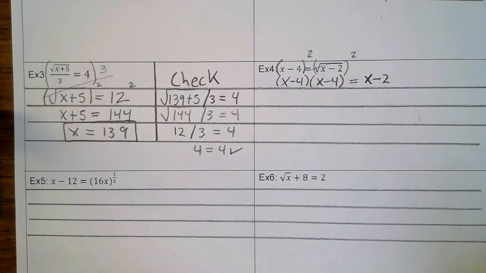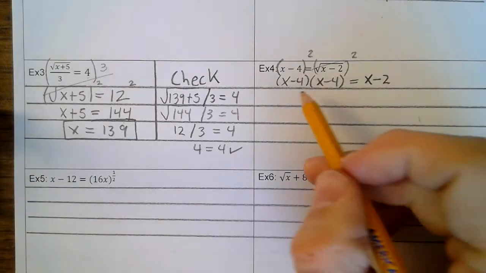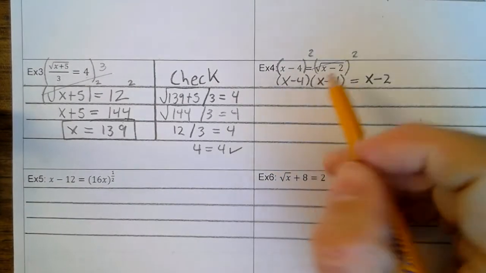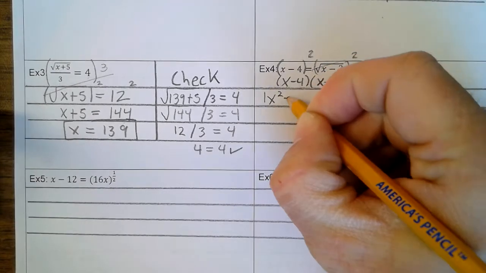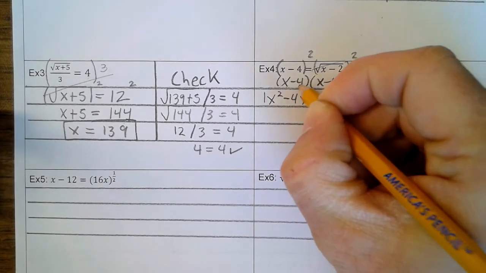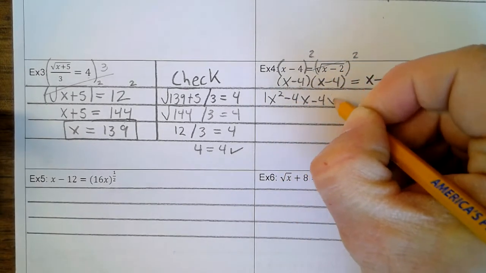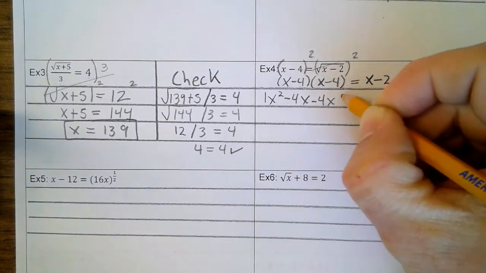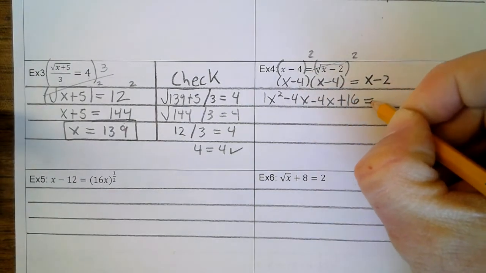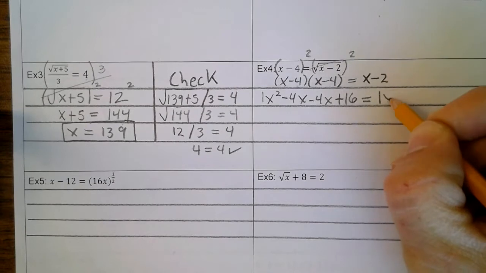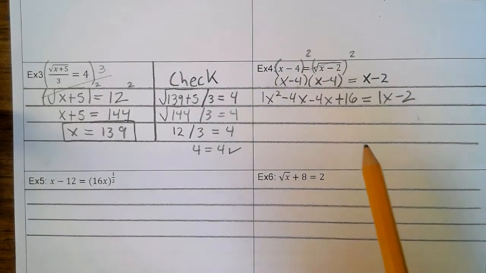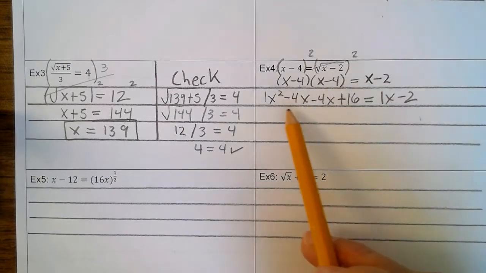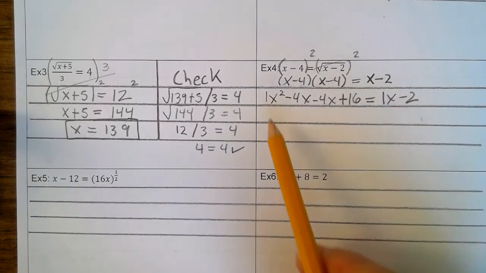So then we FOIL, so x times x is 1x squared. X times negative 4 is negative 4x. Negative 4 times x is negative 4x. And negative 4 times negative 4 is positive 16. And that equals 1x minus 2. Now you could have drawn a box off the side, but as you can see, it takes up way too much space to draw a box here. So you want to use the foiling when you can.